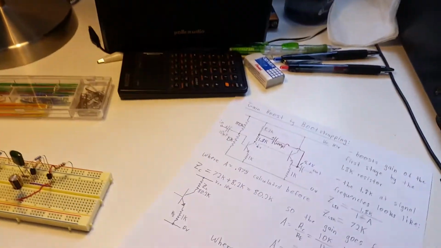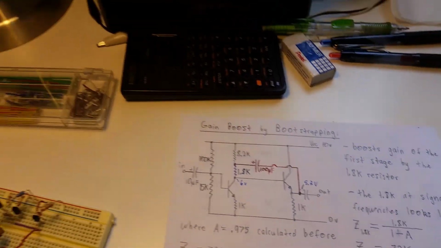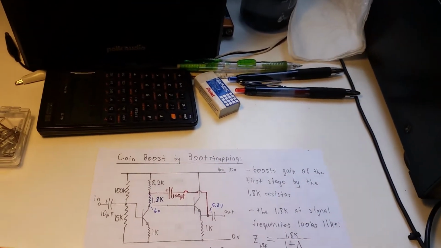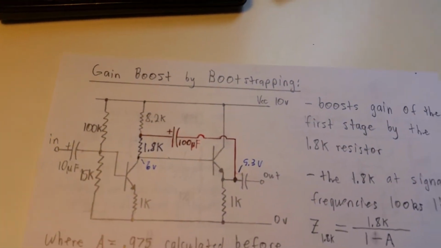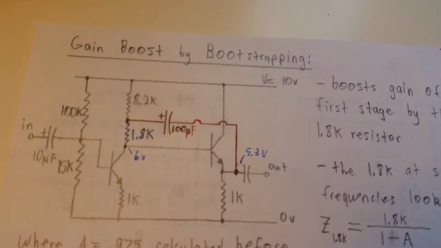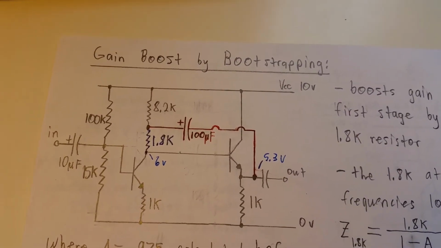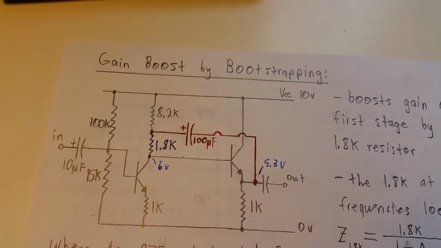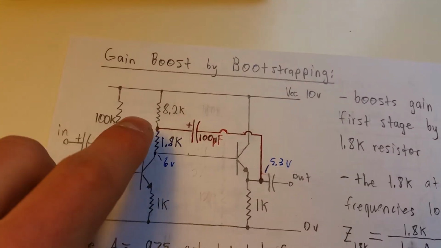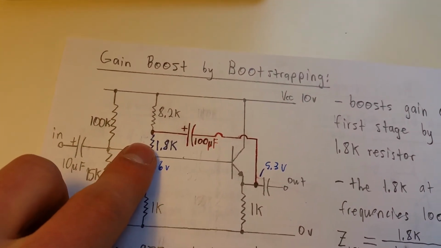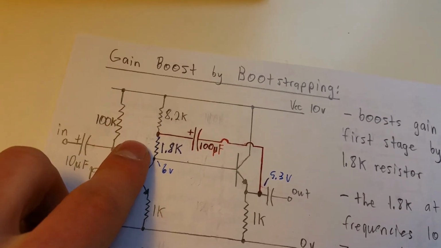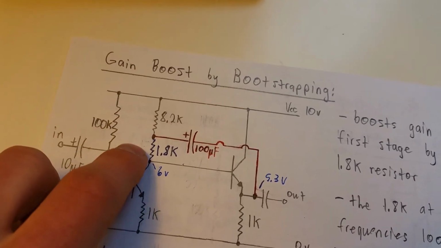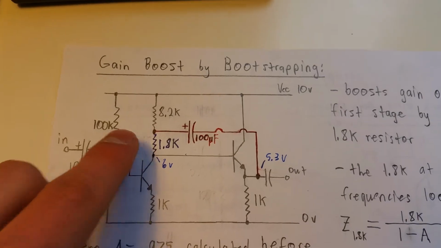So this can also be used to increase the gain of an amplifier. That can be done using the same exact principle, but it's a little different looking circuit here. So basically you've got your gain stage, but you've broken up that 10k load into 2 resistors. You've got the 8.2k and then your 1.8k. This is going to be your bootstrap resistor.